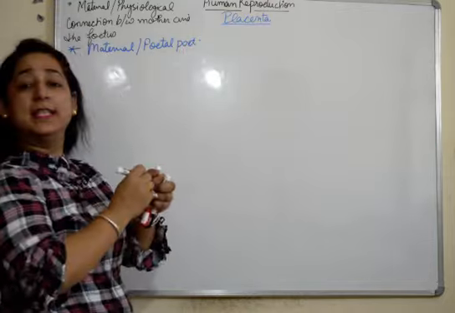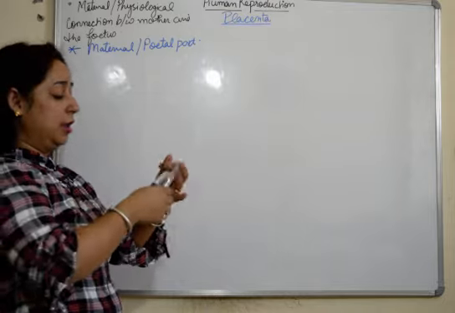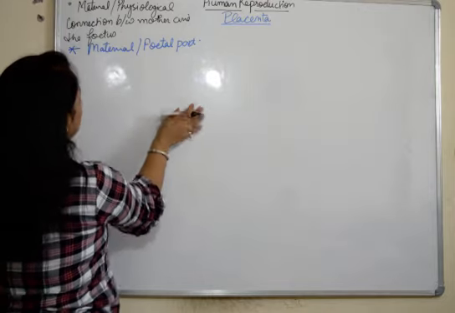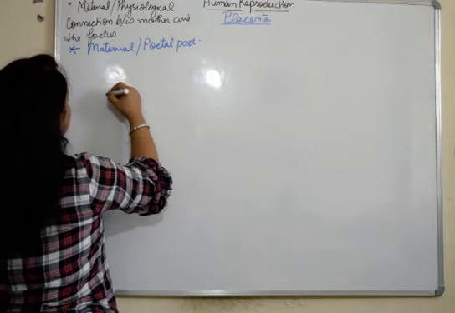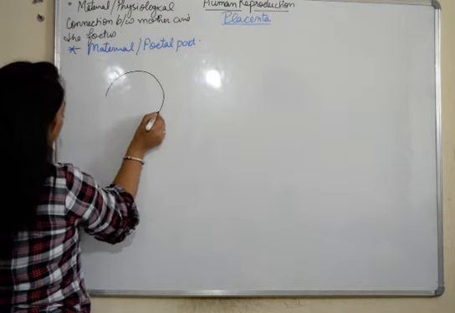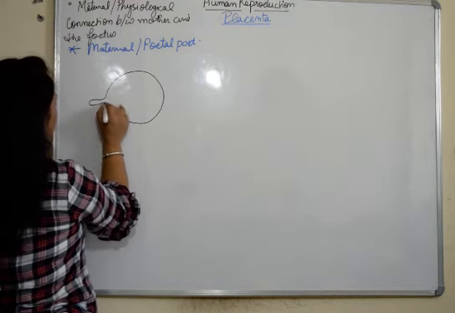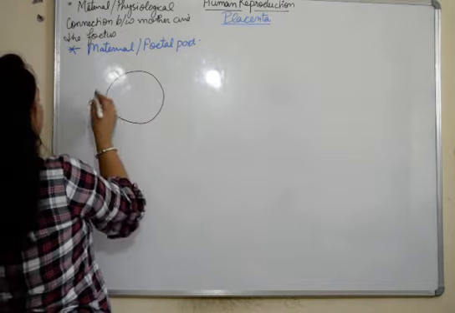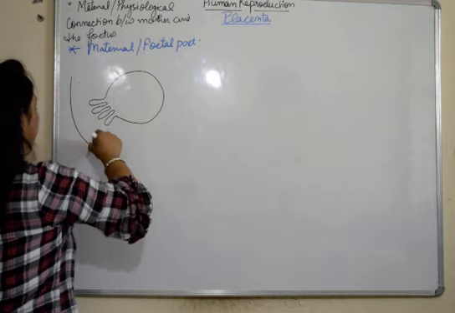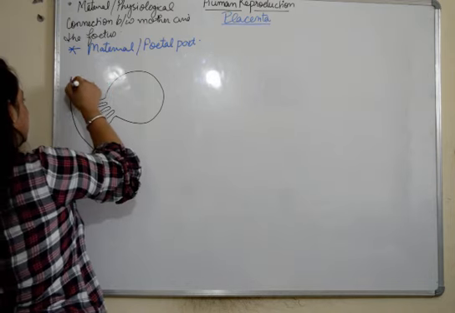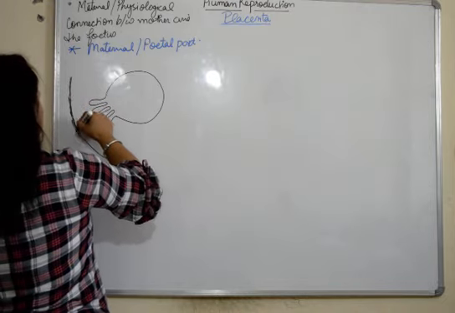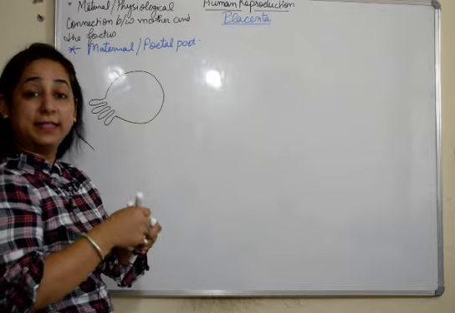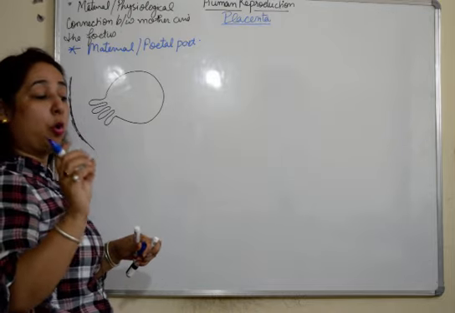Now for your reference, I'll first make the small diagram which we have already discussed in implantation. Here we knew that these are the villi which were embedded in the maternal blood. This is the endometrium, I'll make it a bit thick. Now the division of a placenta, or the maternal part of the placenta.